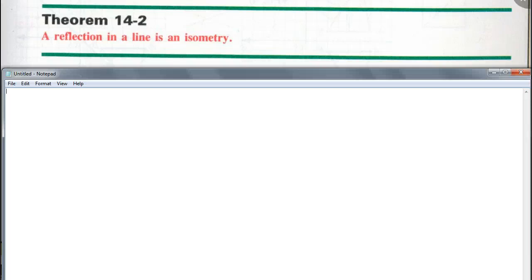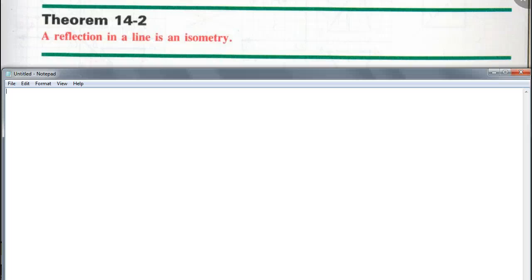And of course, with these theorems, the fun part is to prove them. When you prove them, it's more fun. Okay, so how would you go about proving this? Do you think algebraic proof or coordinate geometry proof would be appropriate for this one? Yeah, exactly. So let's think about this.